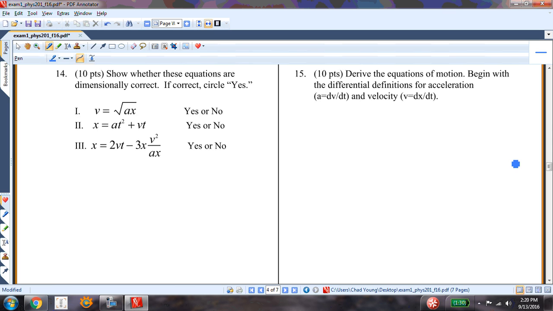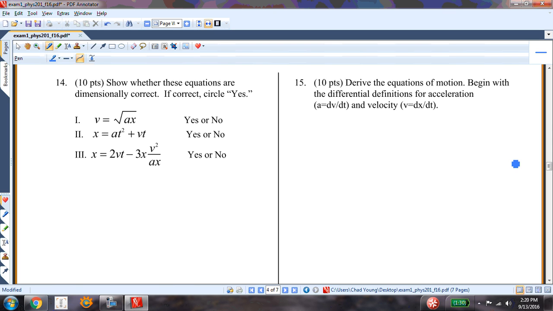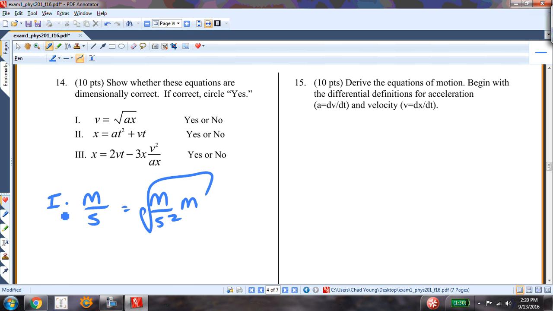Show whether these equations are dimensionally correct. If correct, say yes. So let's do 1: meters per second equals meters per second squared times meters, square root. That's meters squared. So it's meters squared per second squared under that radical. So this one does check out. So that one's correct.